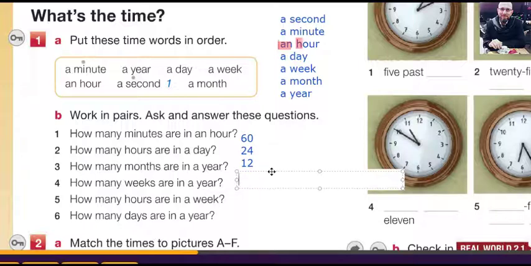And how many weeks are in a year? 52. How many hours in a week? Let me check. Let me just make sure. I guess it's 168. Okay, so 24, yeah, 168. Okay, and here, how many days are in a year? 365.